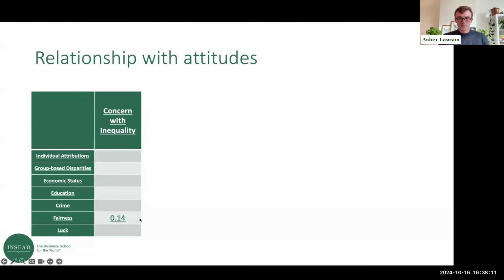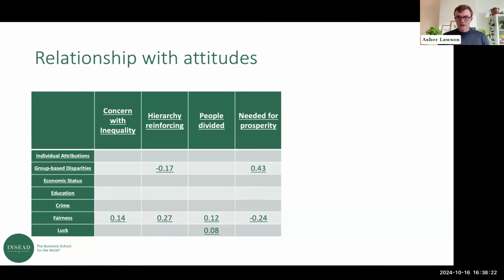So we see that viewing economic inequality as related to fairness was associated with people being more concerned about that inequality. If we move to thinking about those mechanisms for why inequality persists, we see that that fairness variable is really flagging time and time again, as well as other things like viewing inequality as related with luck, which was positively associated with people thinking that inequality persists because people are divided and don't rise up to push back against it.